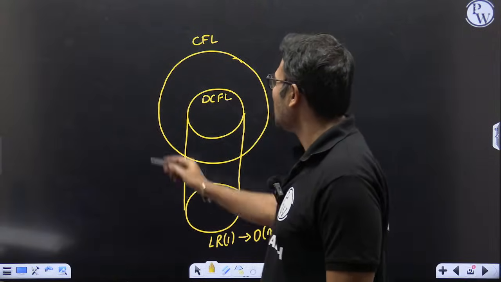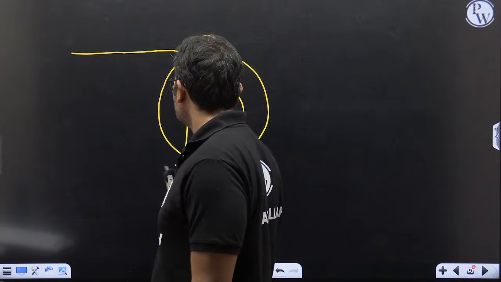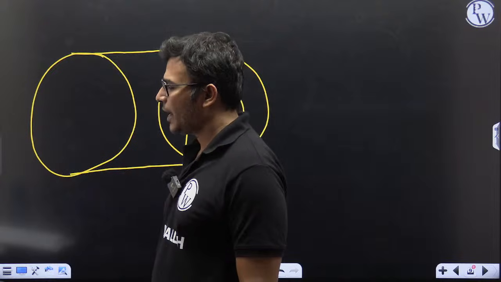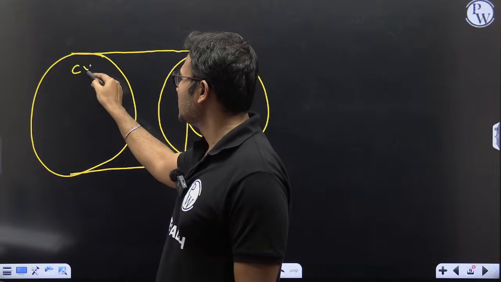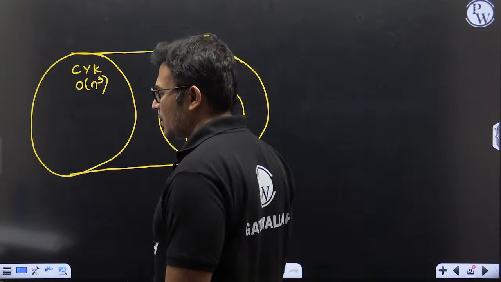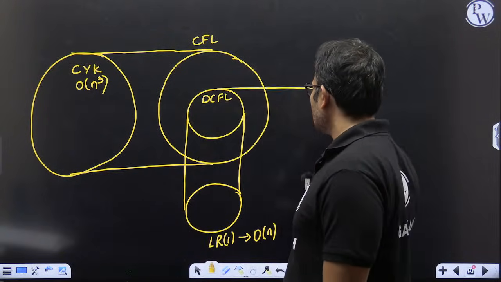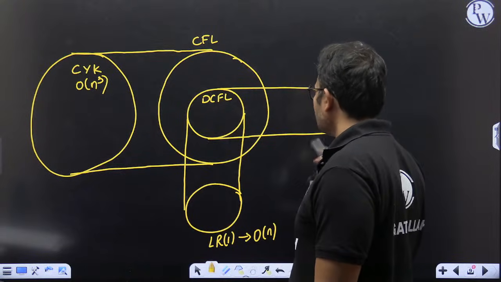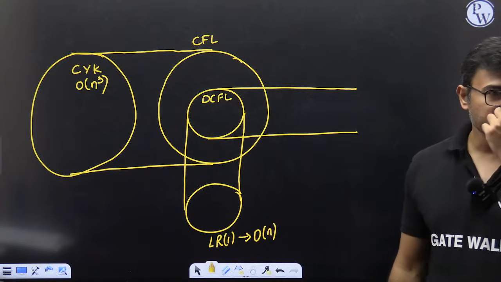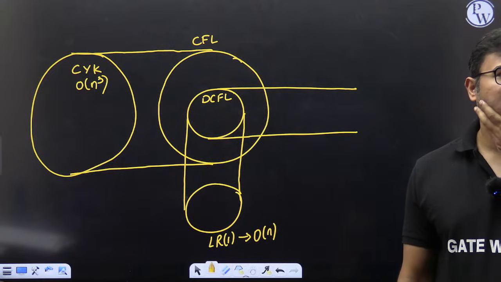Now, all the context-free languages can be parsed by CYK in order of n cube time. Now, these deterministic context-free languages are sufficient for describing all the features of a programming language.